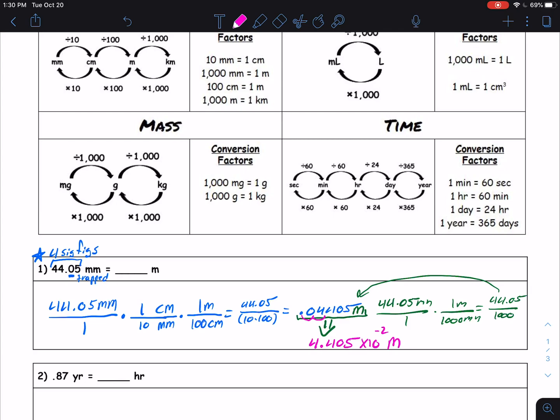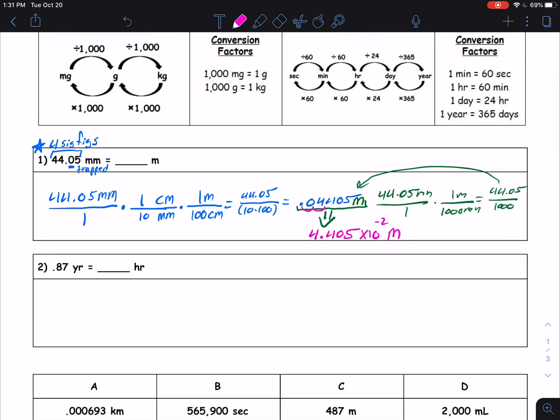So let's move on to number 2. For number 2, please go through and solve it now. Okay, when we go through and solve number 2, you start with what you know. We know we have 0.87 years. We're going to put it over 1.